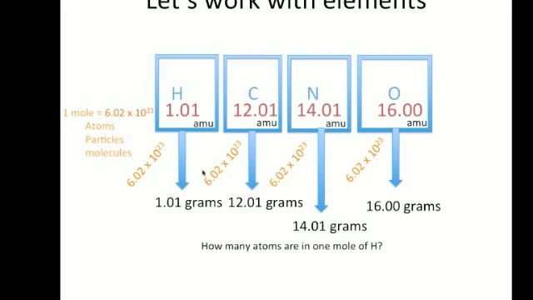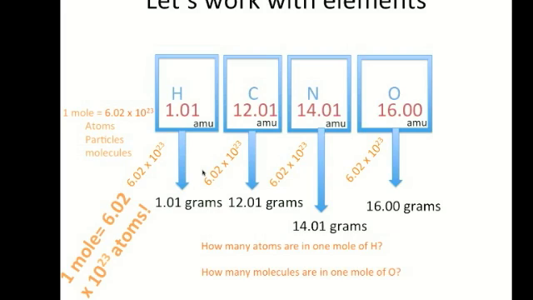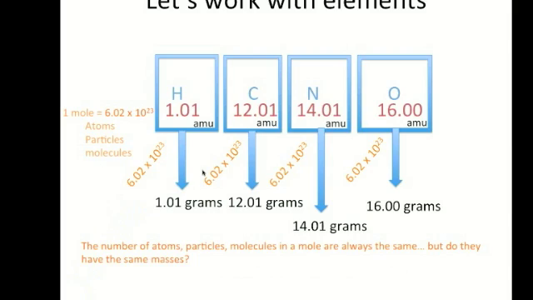So how many atoms are there in 1 mole of hydrogen? How many atoms are there in 1 mole of oxygen? Hopefully now you're able to figure it out. 1 mole is always going to be equal to 6.02 times 10 to the 23rd, just like a roll of coins is always equal to 100. But does that mean that since the number of particles in a mole is always the same, the masses are always the same too? No, that's not the case.